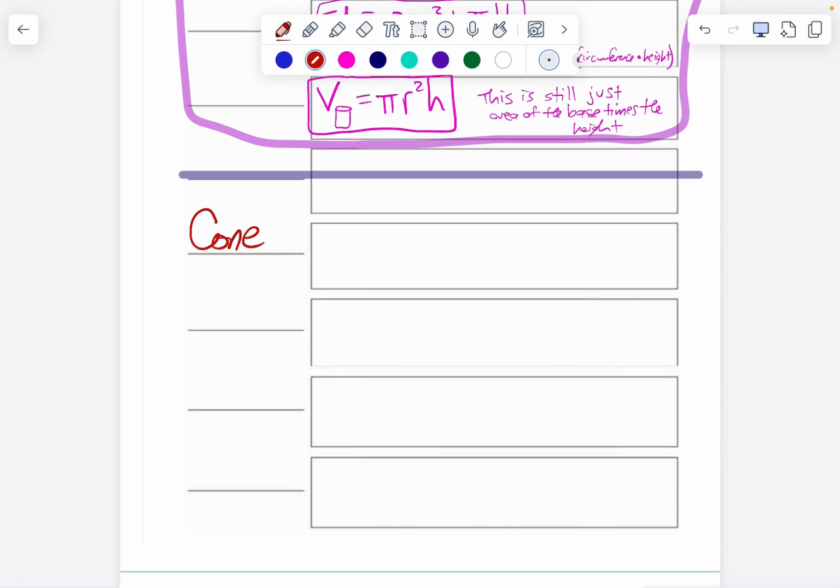Can you define a cone? Can you draw a cone? Something like that? How would you define a cone? Just do your best.